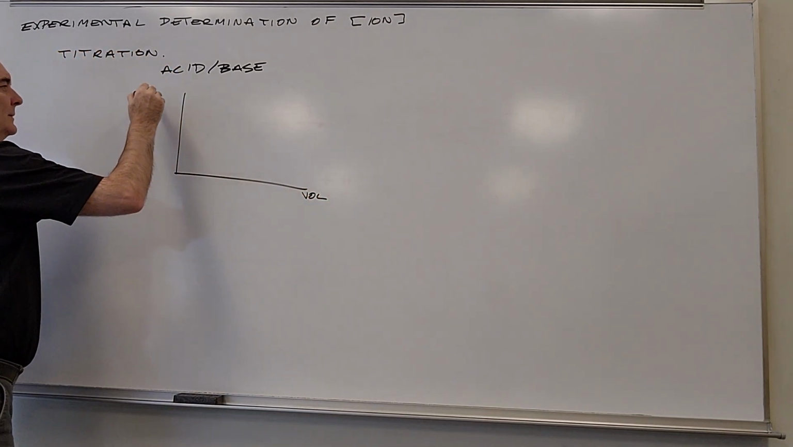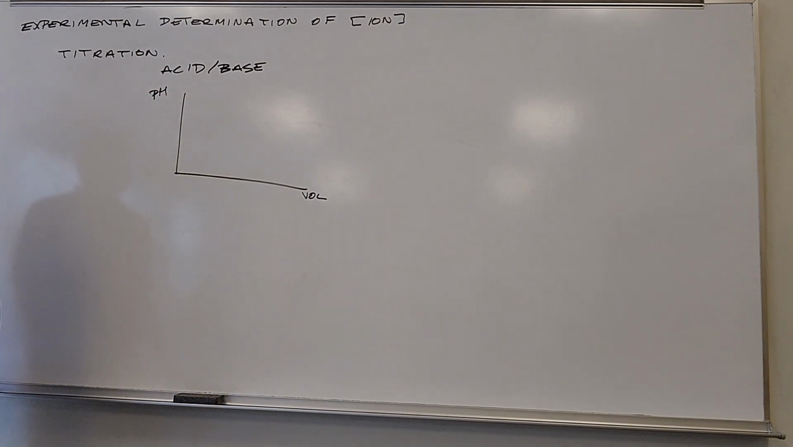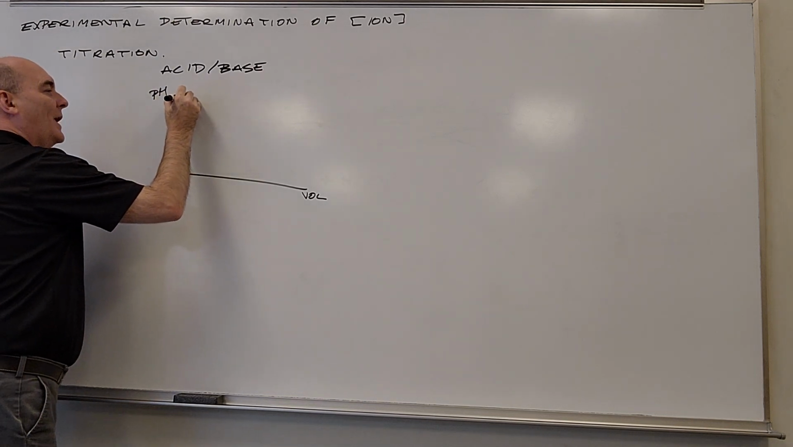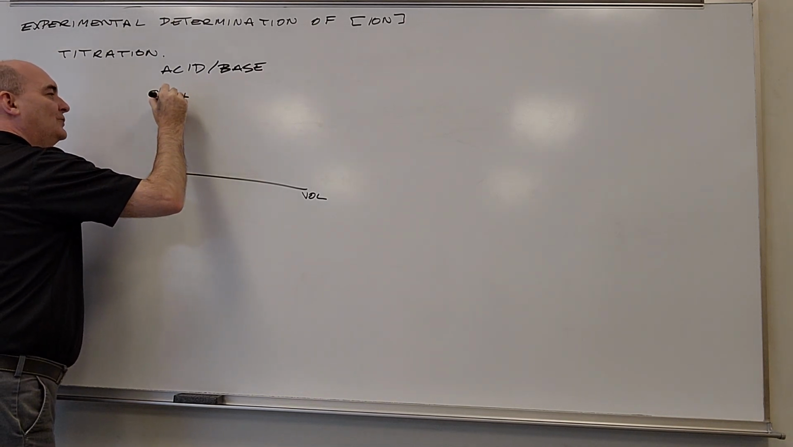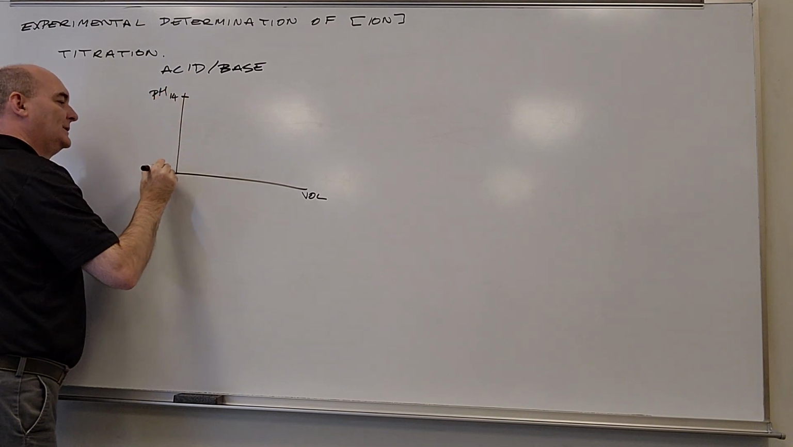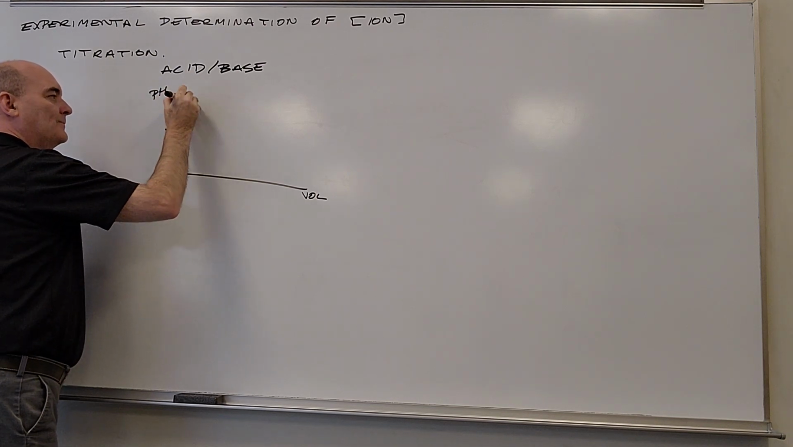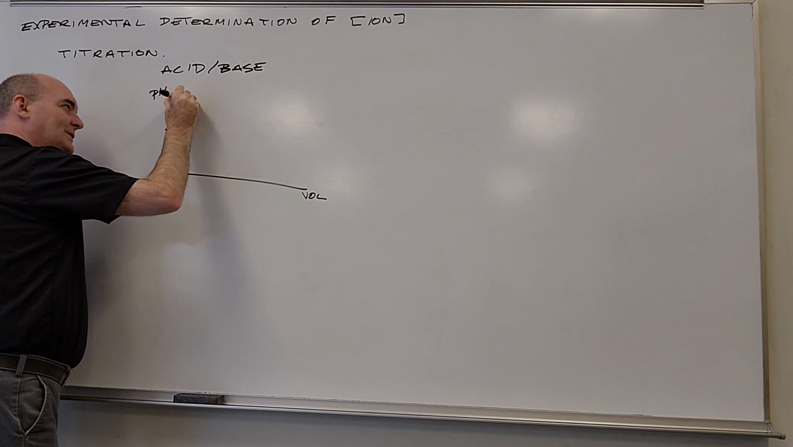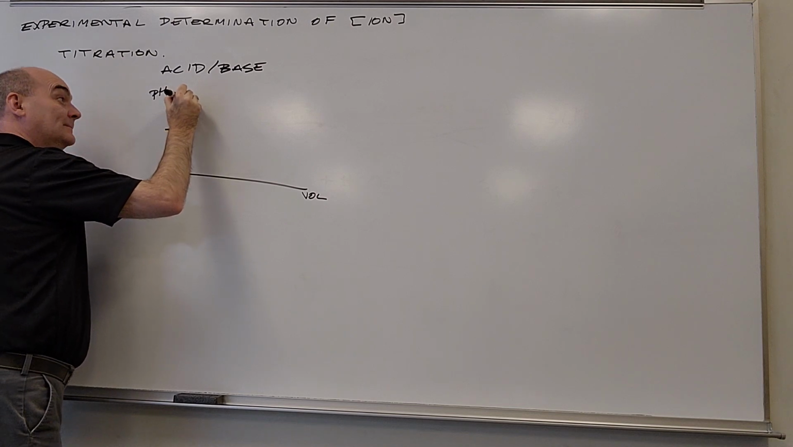This is volume, this is pH. If I add acid to base, strong acid to strong base, what's the shape of my pH curve, what does the titration curve look like? So if I add strong acid to strong base, my pH runs 14 to 0, 7 in the middle. The pH of a strong base is going to be about 14.